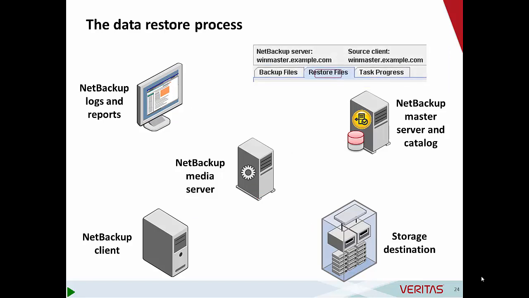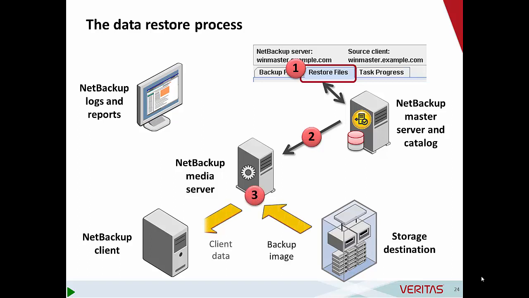In a restore, a request is made by a user or an administrator to restore files. The user or the administrator browses the available files from the catalogs on the NetBackup master server using the BAR interface, and then based on the selections that they have made, the master server instructs the appropriate media server to mount the tape or disk that's required for the backup, read the files, and then send them to the target client. As the restore is in progress, log files are generated which can be monitored by administrators and users, showing the progress of the restore.